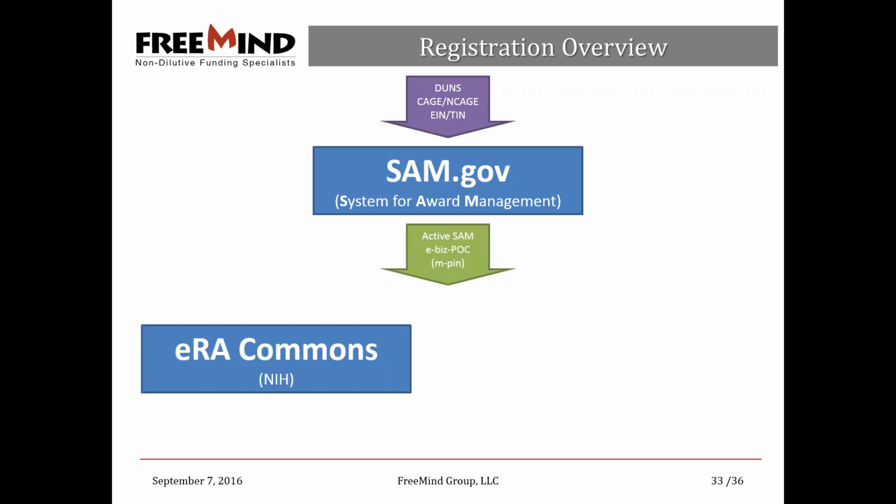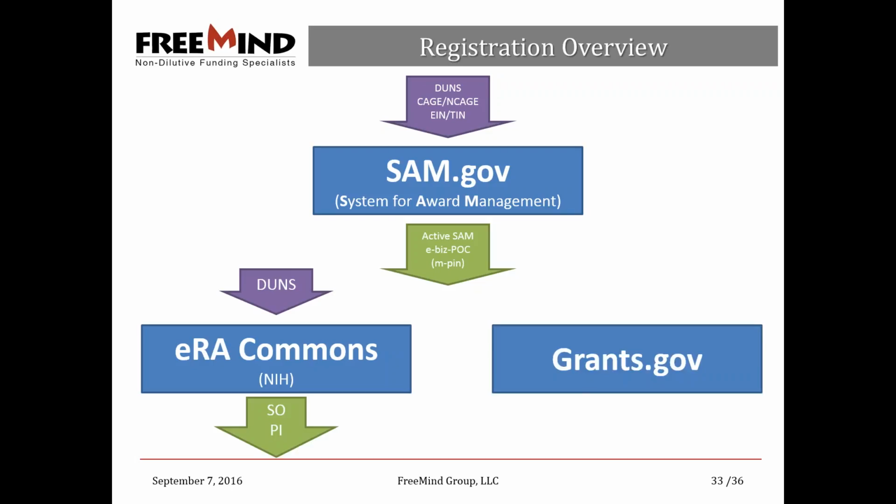We also have ERA comments. This is for the NIH submissions. You will need an active SAM account, and you'll be creating an SO account and a PI account. Grants.gov, you will need an active SAM account, and you'll be creating an AOR, which is an Authorized Organizational Representative. And these are the three systems that I think are the most time-consuming that you have to bear in mind as you approach these types of funding.